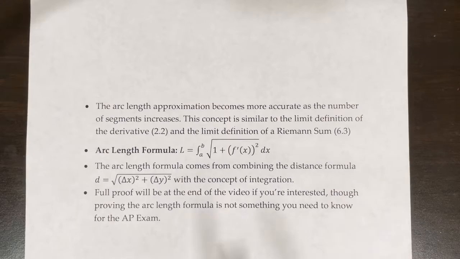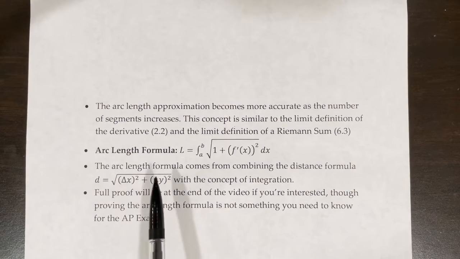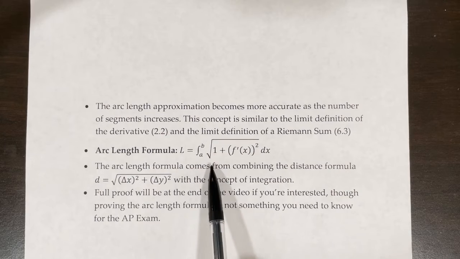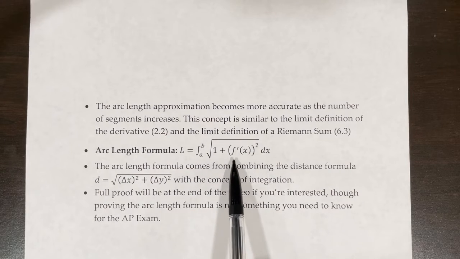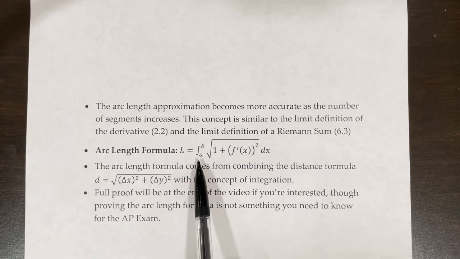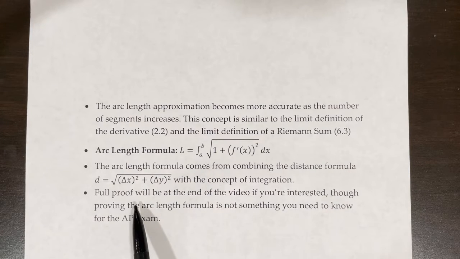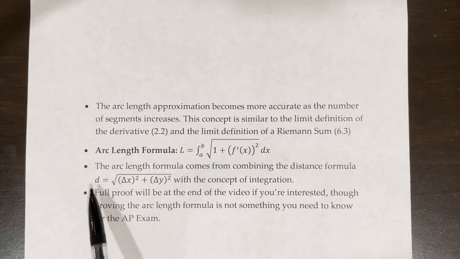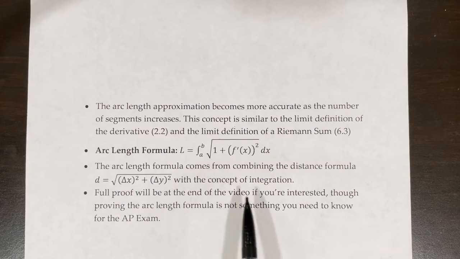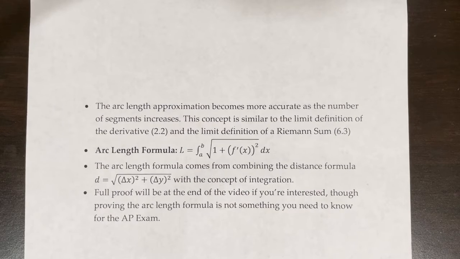For now, what you need to know is that the arc length formula is that L, the length of the segment, is equal to the integral from a to b of the square root of 1 plus f prime of x squared dx, where we are trying to find the arc length from x equals a to x equals b. Where this comes from is combining the distance formula, d equals the square root of delta x squared plus delta y squared, with the concept of integration and limits. Now the full proof will be at the end of the video if you're interested, but you will not need to be able to prove the arc length formula on the AP exam.